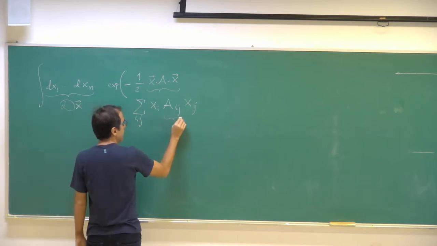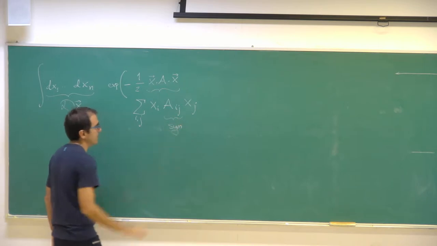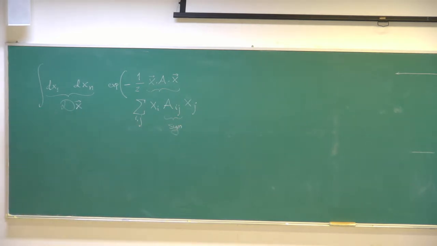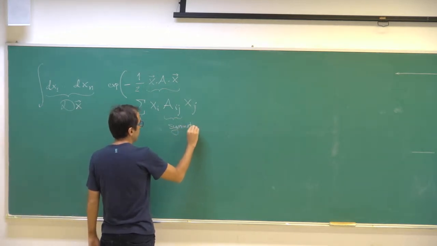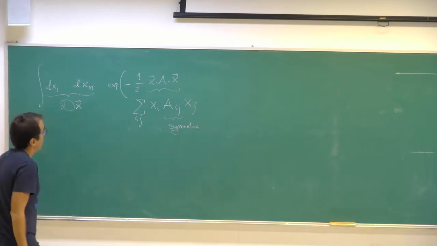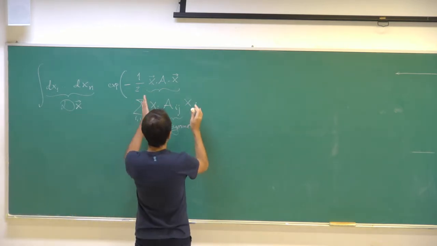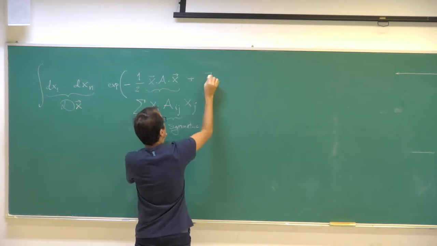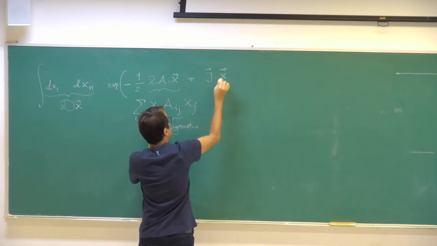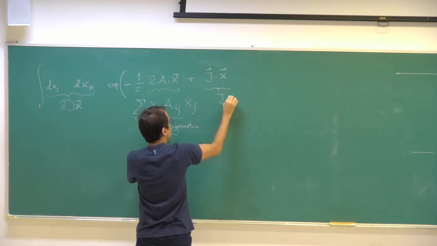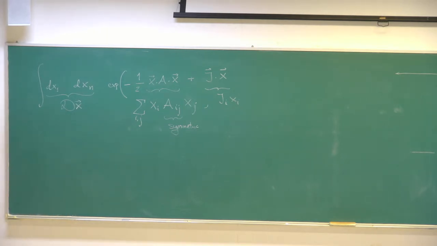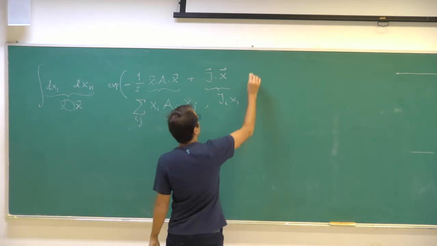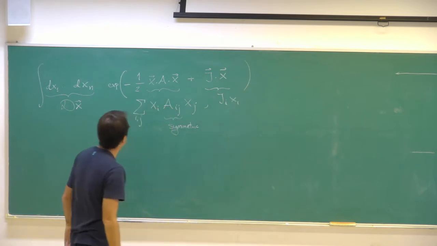And this matrix A, we can take it to be symmetric, because if it's not symmetric, it's sandwiched between something symmetric, so the anti-symmetric part is projected out. So we can assume this matrix A is symmetric. And let's suppose I want to compute this Gaussian integral plus some source j dot x, where this means j_i x_i, sum over repeated indices. So this would be the object we want to compute.